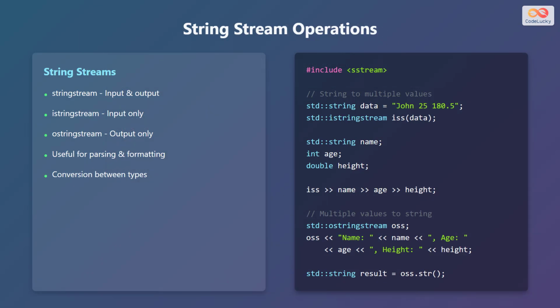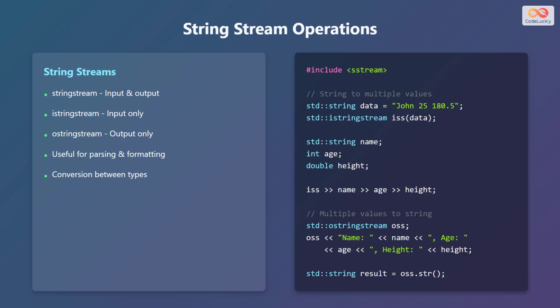String streams are useful for parsing and formatting strings in C++. String streams provide input and output capabilities, allowing you to extract values from strings and build strings from multiple values. There are three main types of string streams: stringstream, istringstream for input only, and ostringstream for output only. String streams are particularly useful for converting between types. Here's a code example. We include the sstream header.